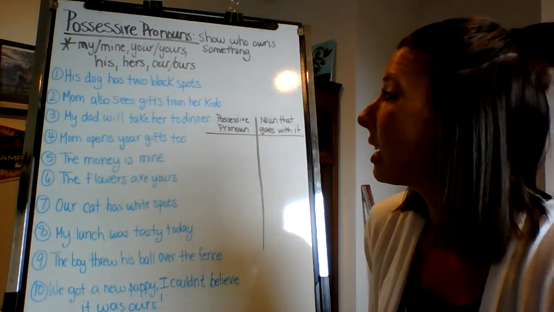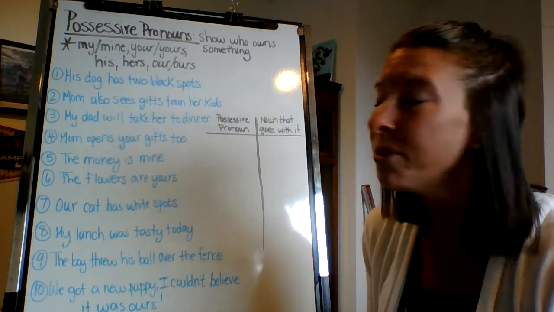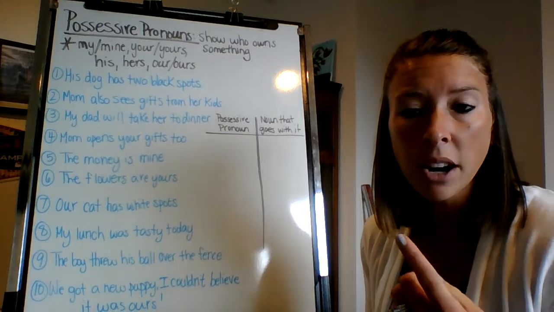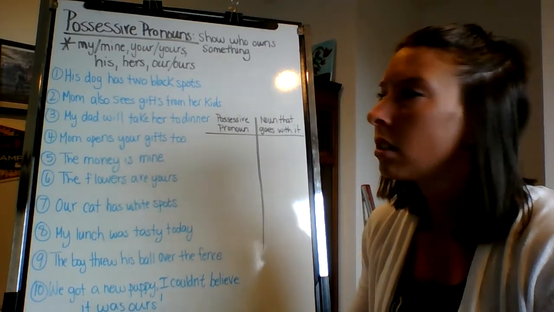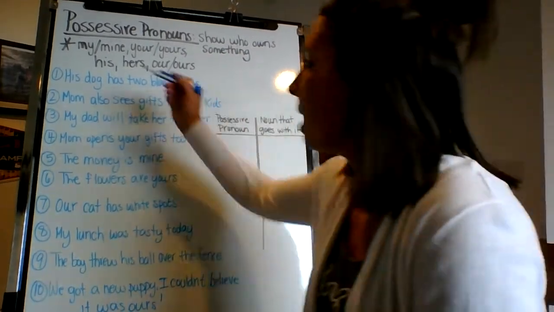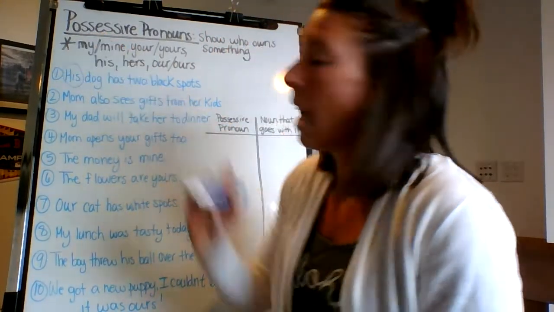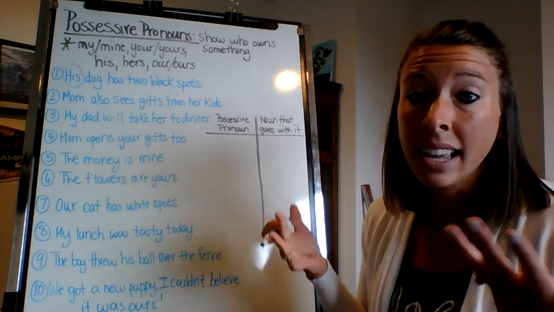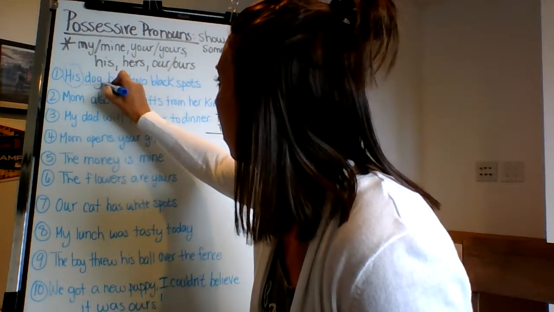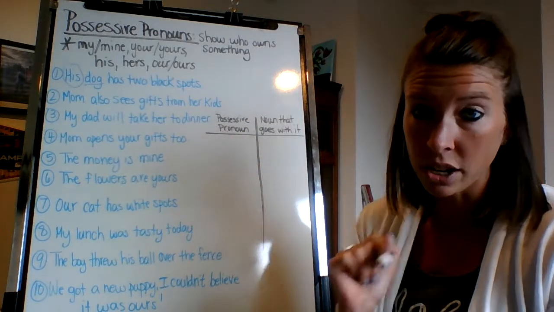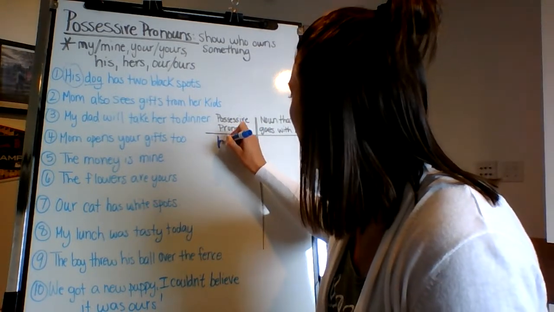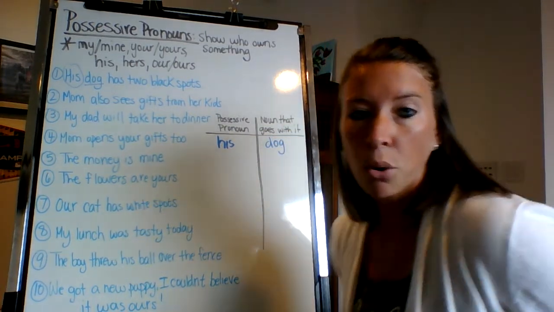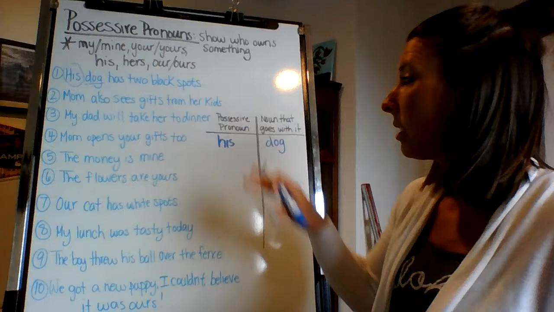So our first sentence, you can read it with me if you'd like to. His dog has 2 black spots. So the first thing we've got to find is the possessive pronoun, which is one of these words. I'm going to circle it. It is his, right? And then now we've got to find the noun that goes with it. Well, what is his? His dog. Underline that one. And I'm going to record these and you're going to record these too. So I'm going to record his and I'm going to record dog. So record those into your T chart.